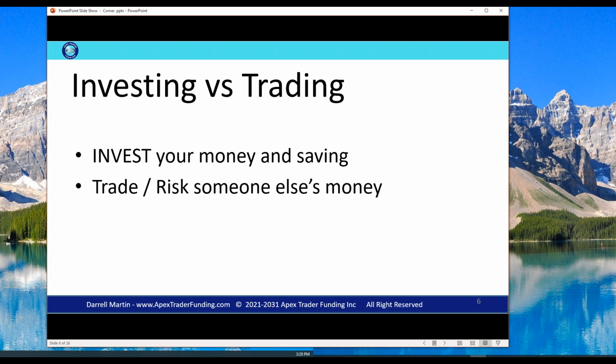When it comes to trading, day trading can be risky. Yeah. It can be volatile. Yeah. It can be up and down. Invest your money. Hang on to your hard-earned money. Trade and risk someone else's money.